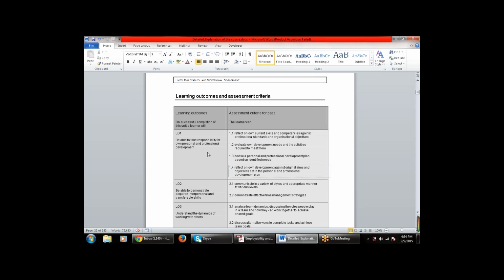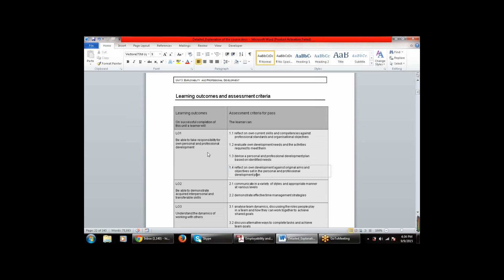So for the first learning outcome, these are the four assessment criteria that are available. Reflect on current skills and competences, that is again the professional development and organizational skills or objectives. Then evaluate the development needs and the activities required to meet them. Then devise a personal and professional development plan based on the identified needs.